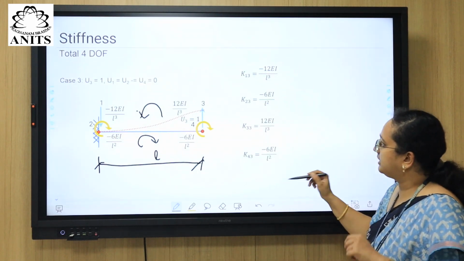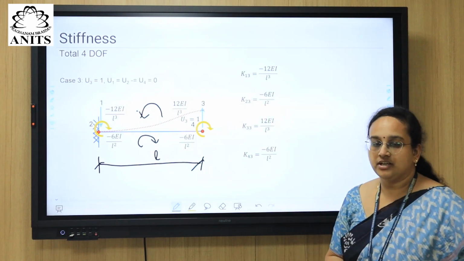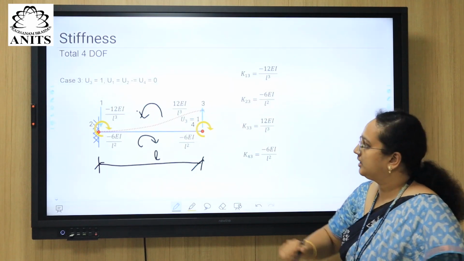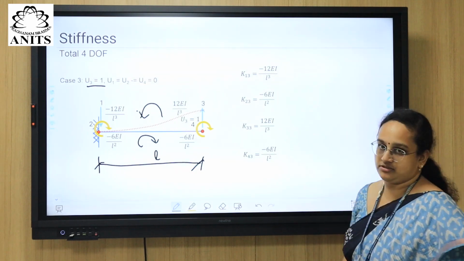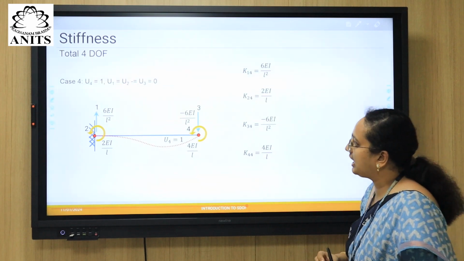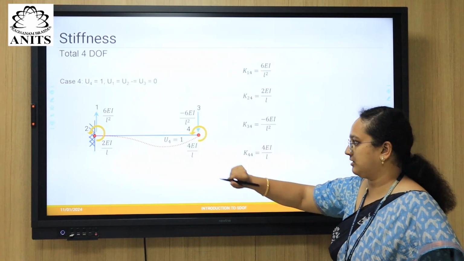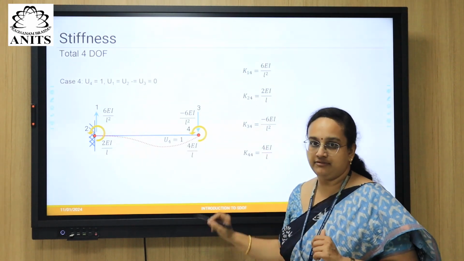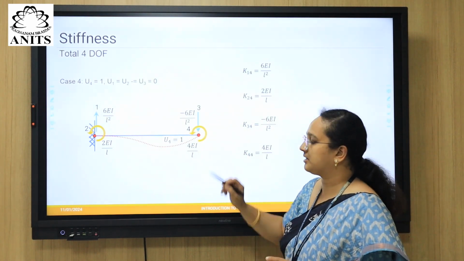Similarly, we can formulate the column matrix, right, where K13 is force in degrees of freedom 1 due to displacement in degrees of freedom 3. Now this is the case, displacement in degrees of freedom 3. Similarly, the other cases also, right? So with this, we have completed 3 degrees of freedom. Now the last case is degrees of freedom 4. Now rotation in degrees of freedom 4, U4 is equal to 1. This requires 4 EI by L from slope deflection equations to ensure unit rotation at degrees of freedom 4.